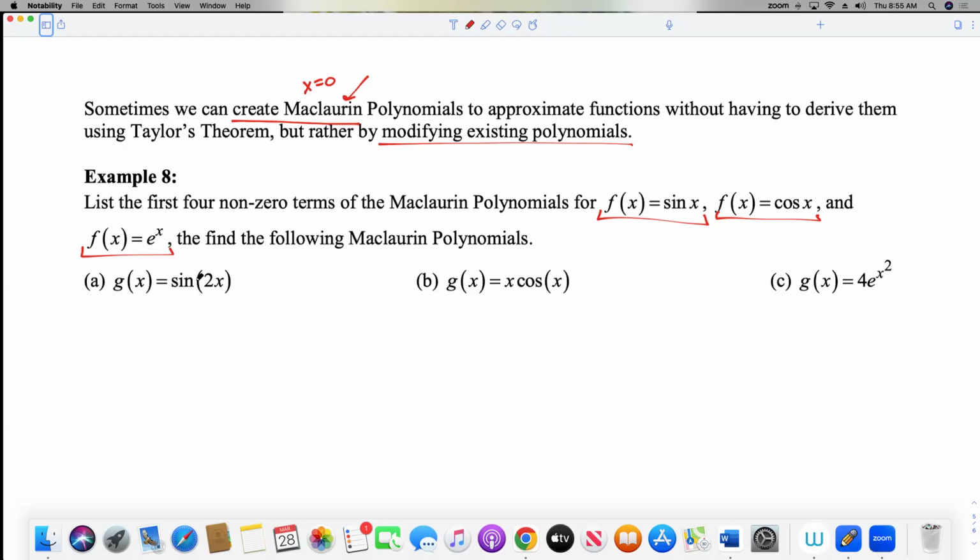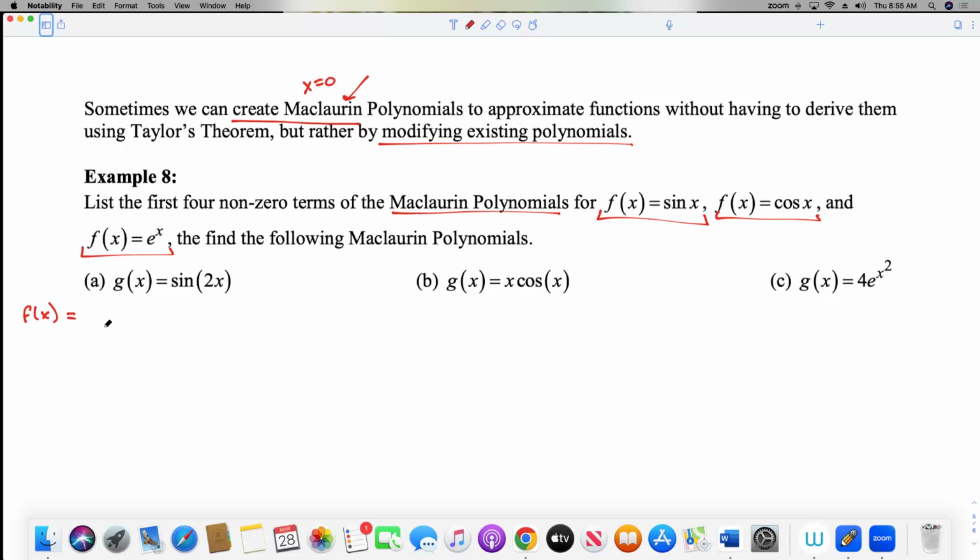Because from that, we're going to use sine of x to write the first 4 non-zero terms of Maclaurin polynomials for sine of 2x, or this guy, or this guy. Okay? So before we do that, let's actually write out our sine of x. You can go back in your notes and look at that.